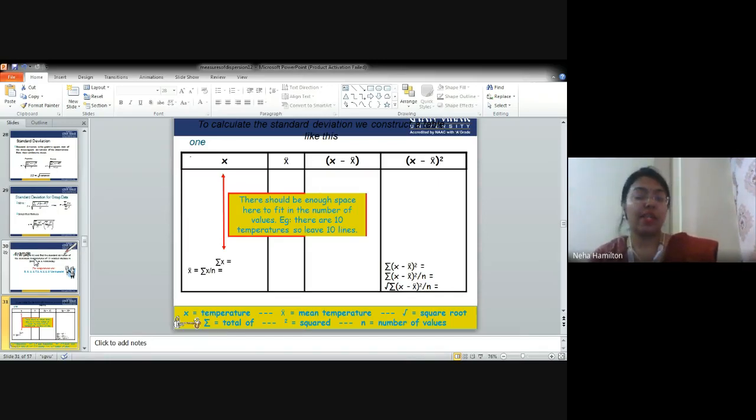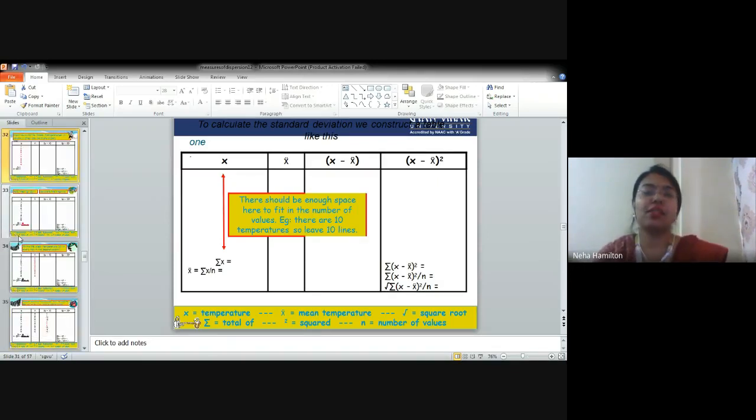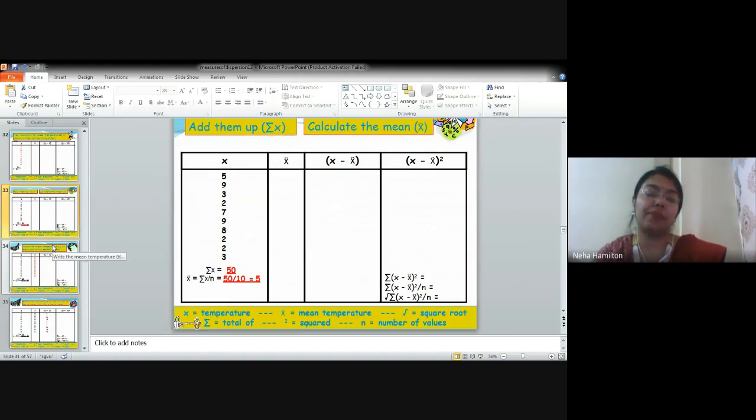What is x bar? X bar tells us the mean temperature. Then the square root, then the summation, right? Then we square the summation, and n is the total number of values. Let's see how it is done. I have shown you how it is done, right? We will write down all the values which are written here. You will write the values, then you will do the summation, then you will divide by n.